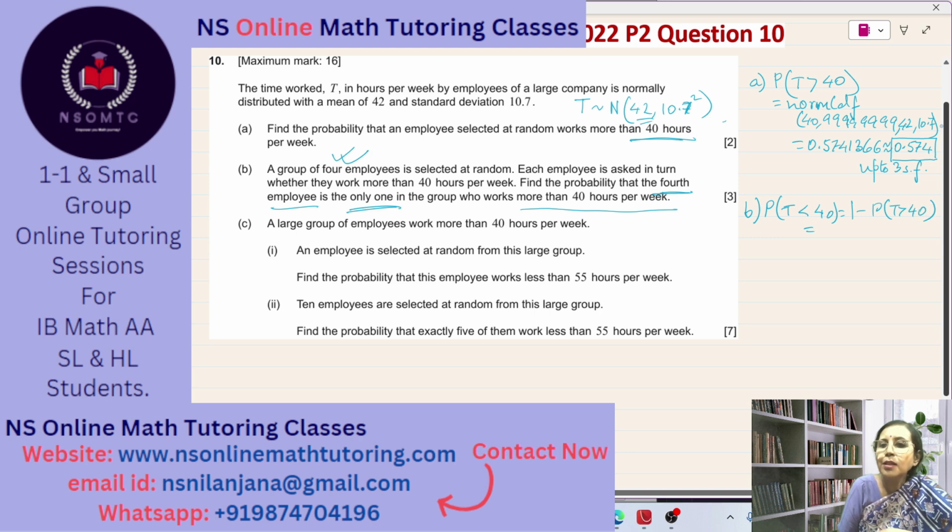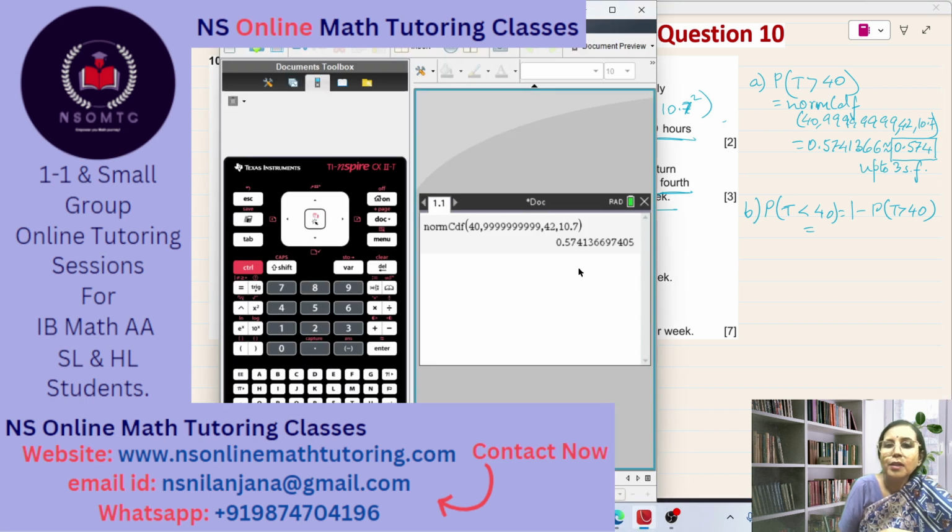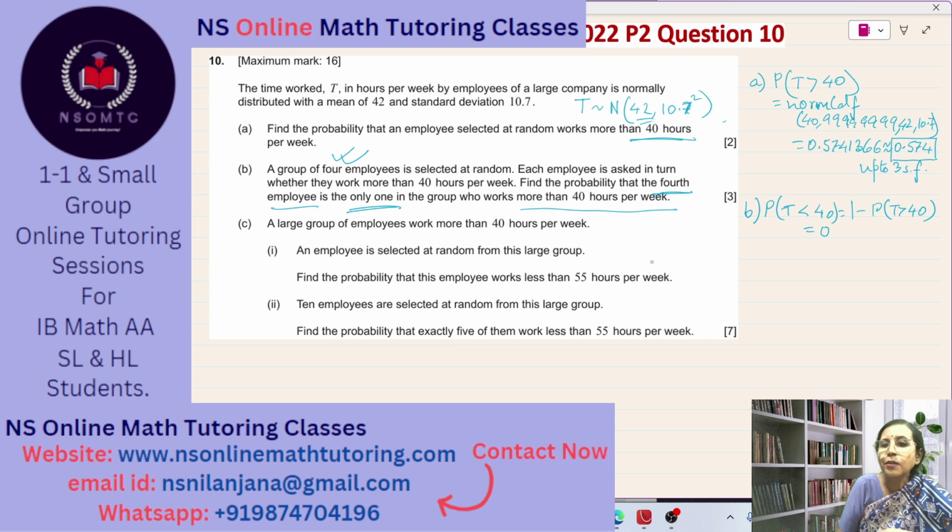So this should be equal to 1 minus P of T greater than 40 hours. So it is 1 minus the answer. Enter. It is 0.425863.